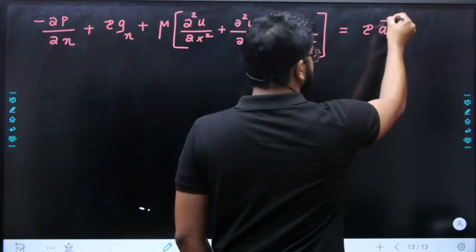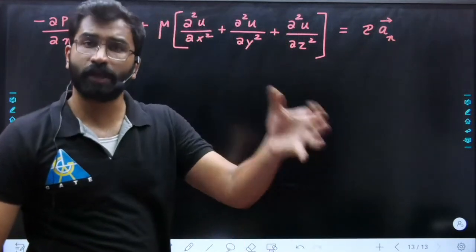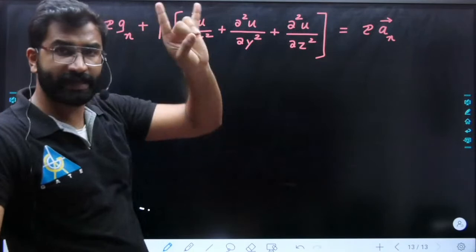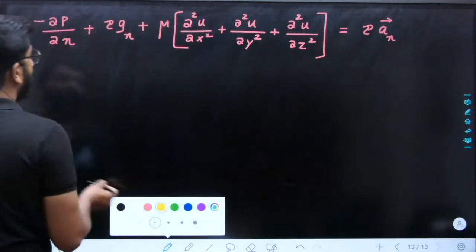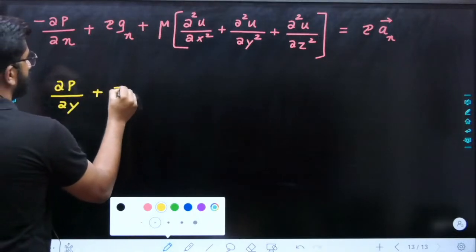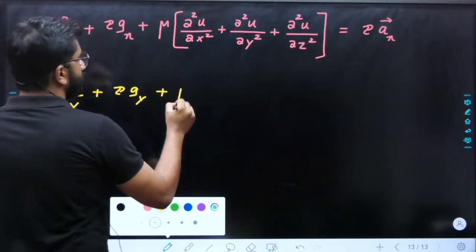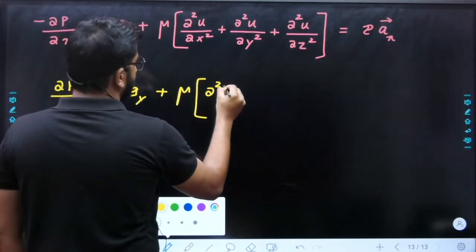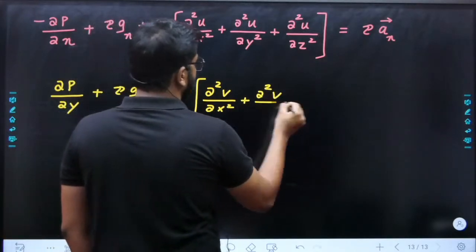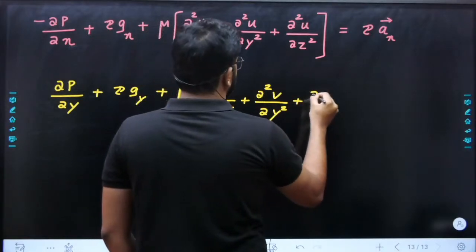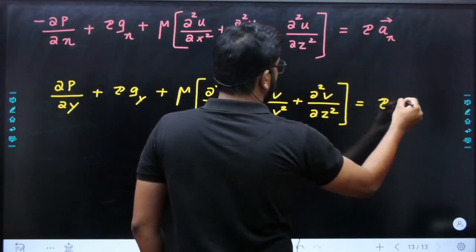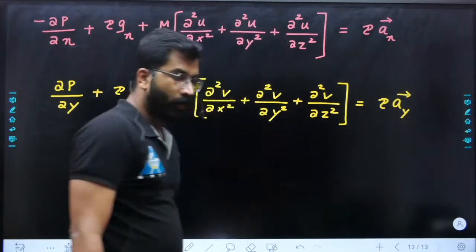What is your acceleration in x direction? Convective acceleration plus local acceleration. I am not writing it fully here because I have already written it, just now, the acceleration in x, y, z directions. Same way in y direction, what is the equation? Minus dou p by dou y plus rho into gy plus mu into dou square v by dou x square plus dou square v by dou y square plus dou square v by dou z square equals rho into acceleration in y direction.